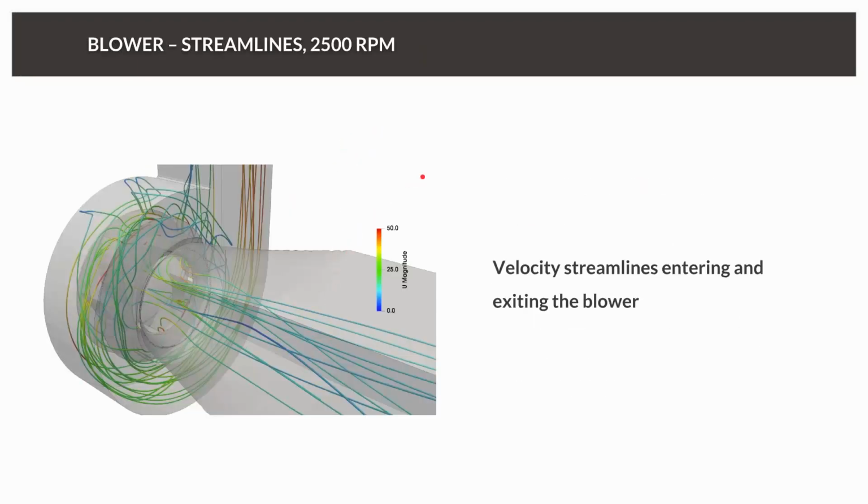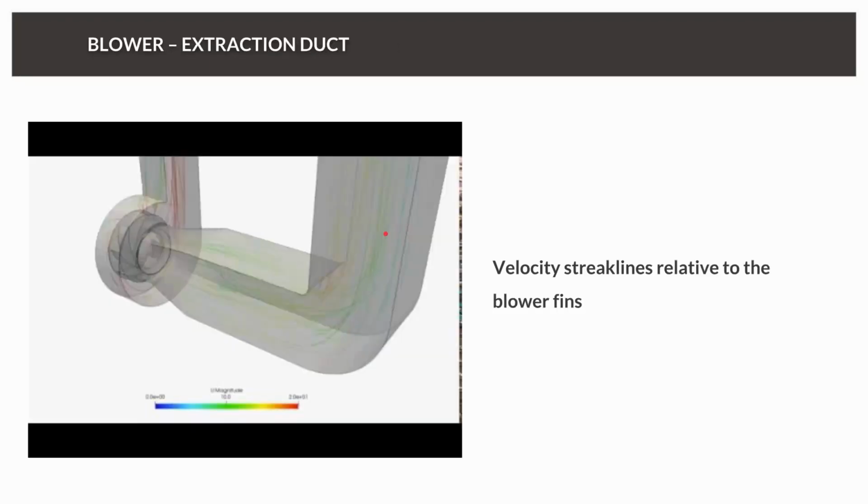Now let's take a look at some nice visualizations we created. These are the streamlines through the blower at 2,500 rotations per minute. And this is another great feature about CFD. It really helps you to understand what is happening, and as a side effect, it creates some nice images which you can also use for your presentations, when you present, for example, your design proposal to customers and so on.